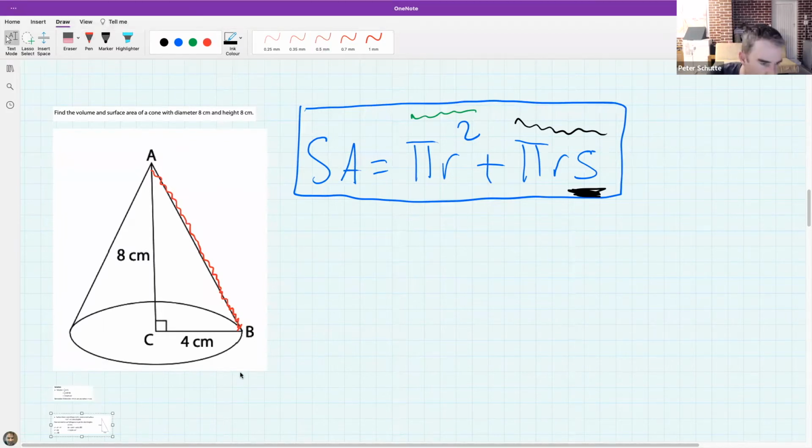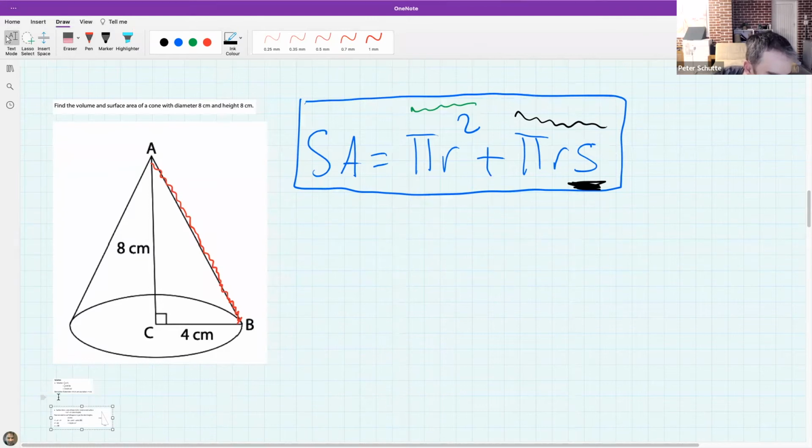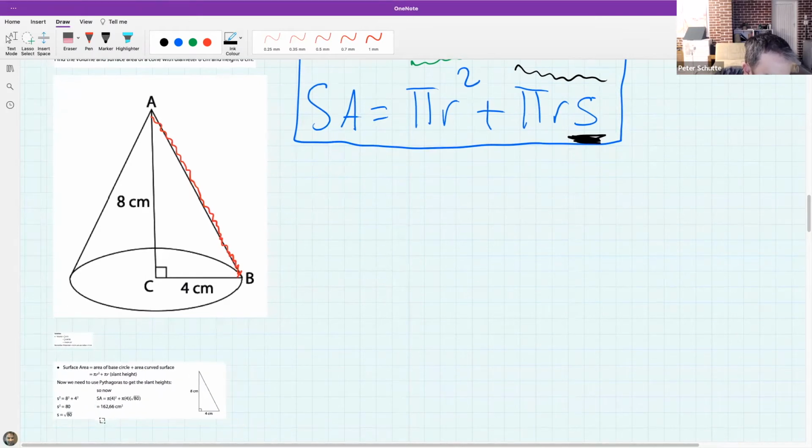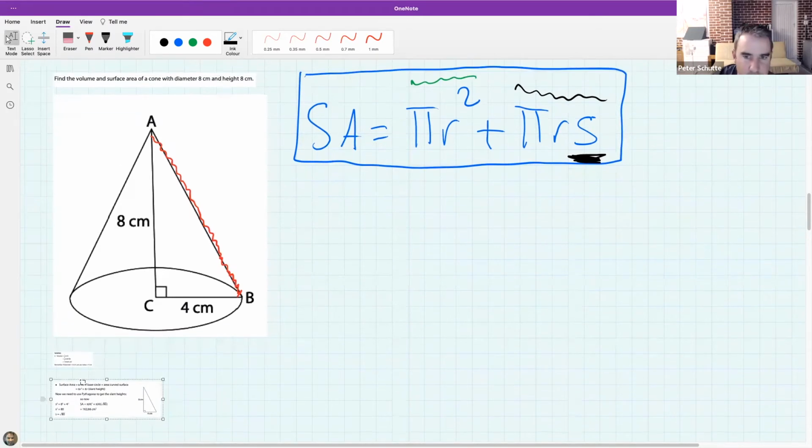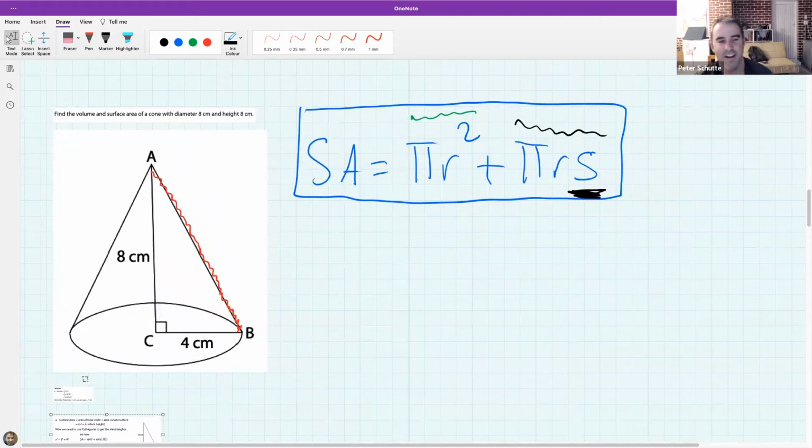Oh, sorry, I think I've left one thing out of the formula. Let me see if I have. No. Pi r s. No, I'm right. Pi r squared plus pi r s. Oops. I just had a moment where I had to ask myself, am I telling you the truth? And the good news is I am. Even teachers have those moments. Of course they do.